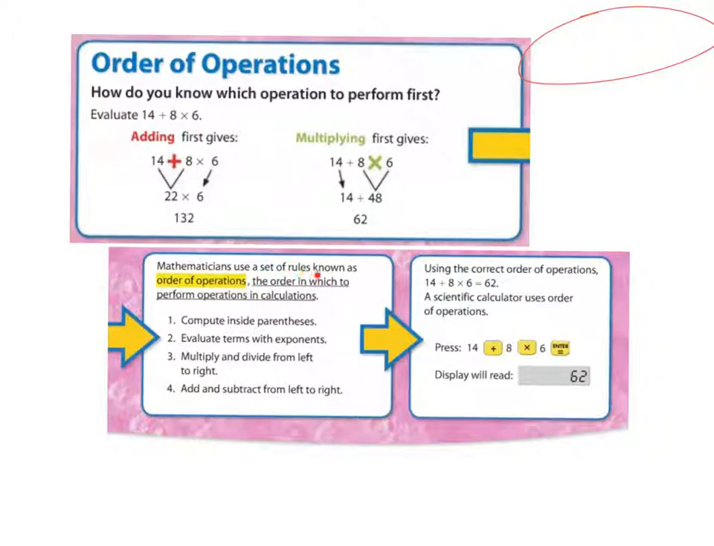Mathematicians use a set of rules known as order of operations, the order in which to perform operations and calculations. Well, you should already have this written in your notes, and we have here the order in which we do it. Parentheses, evaluate terms within the exponents, multiply and divide from left to right, add and subtract from left to right. Well, you should also have that in your notes. And the easy way that we said to remember it was PEMDAS.